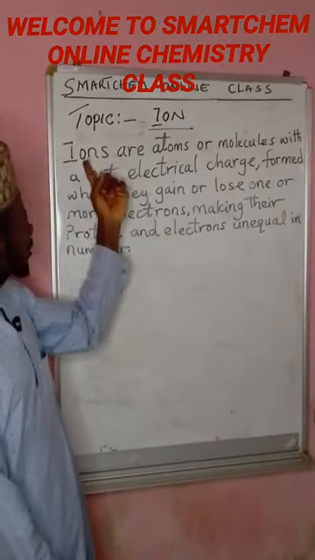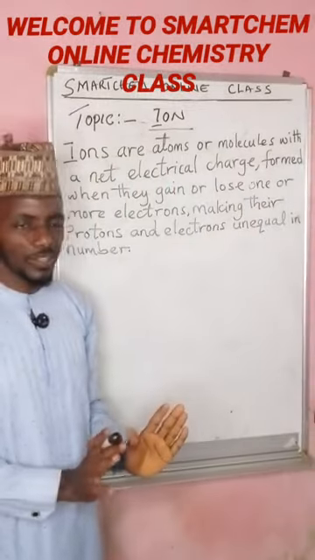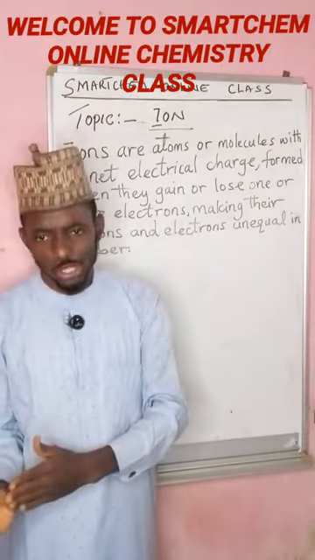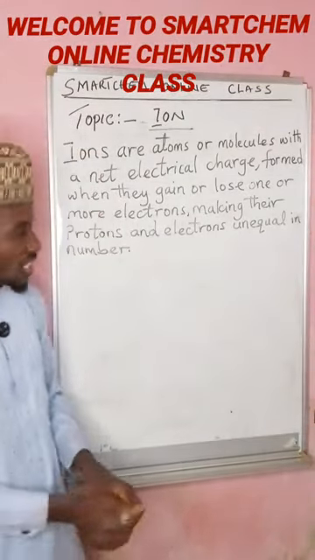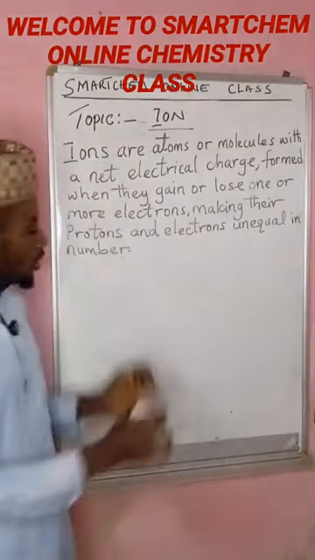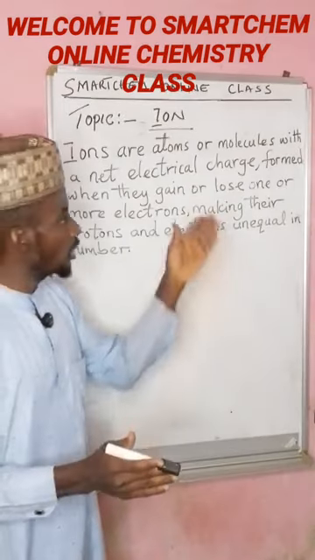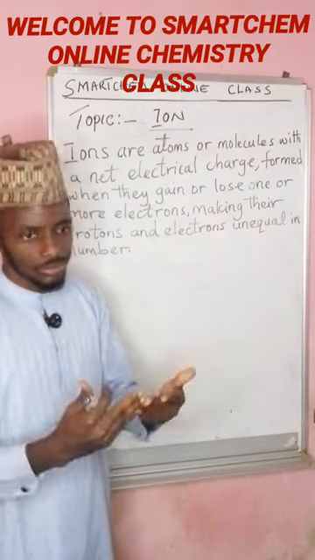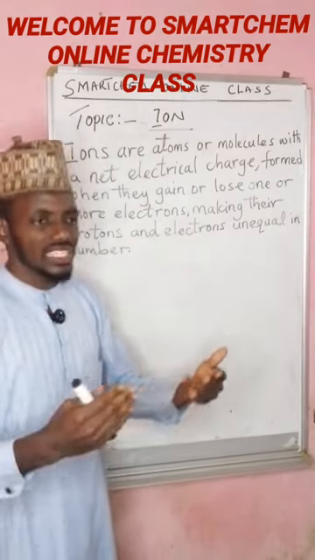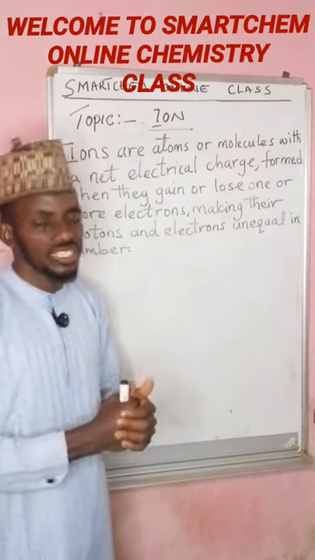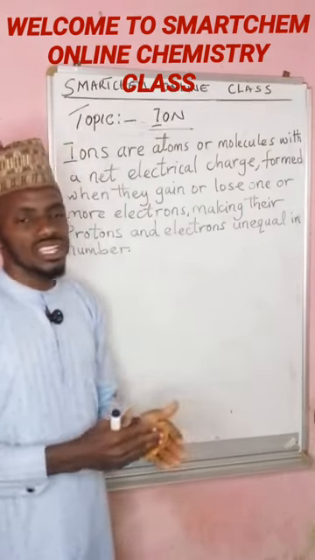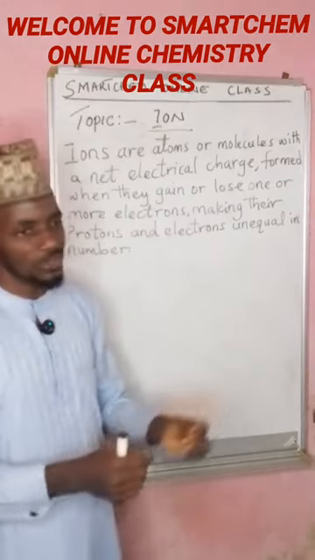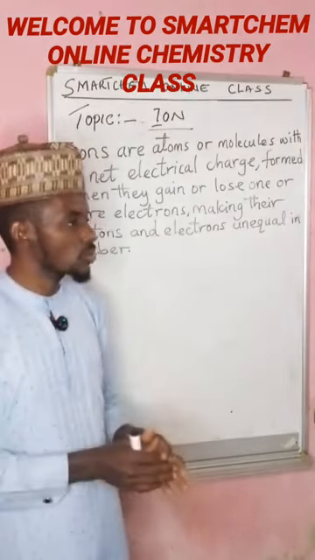So the definition says ions are atoms or molecules. Yes. Some ions are made from atoms while others are from molecules. And we all know what an atom is. When we talk of molecules, a molecule is a group of atoms, two or more, that are chemically bonded together. And molecules are the smallest unit of substances which retain the chemical properties of that very substance.